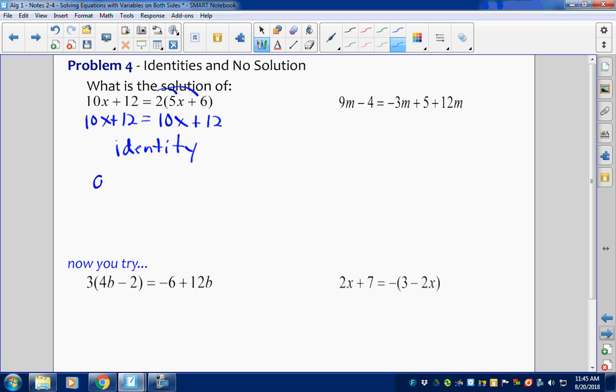And we have all real numbers. That's the solution. It equals all real numbers. So if it asks what's the solution, you'd say any real number, all real numbers. If it asks you what type of equation it is, you'd say identity. I've seen them do both in either the book or the classwork.